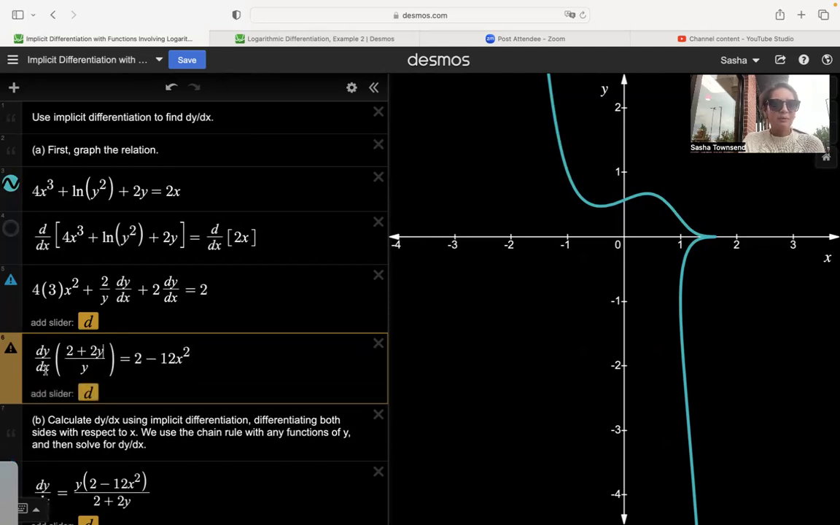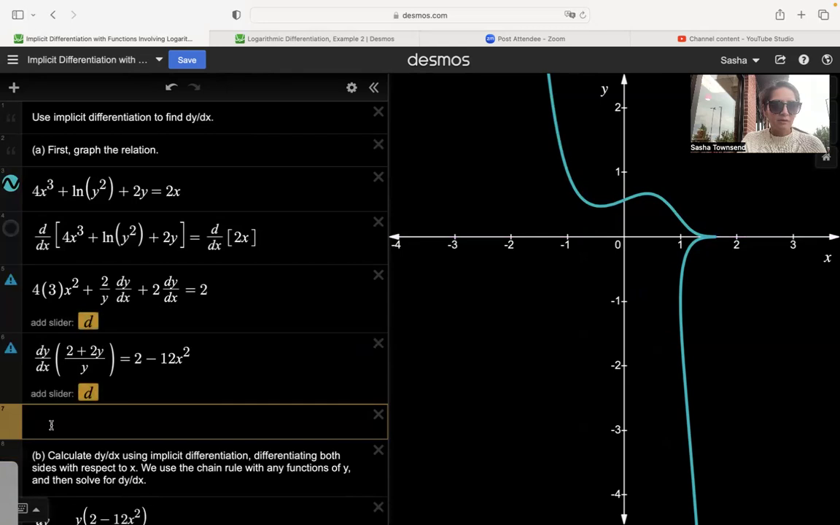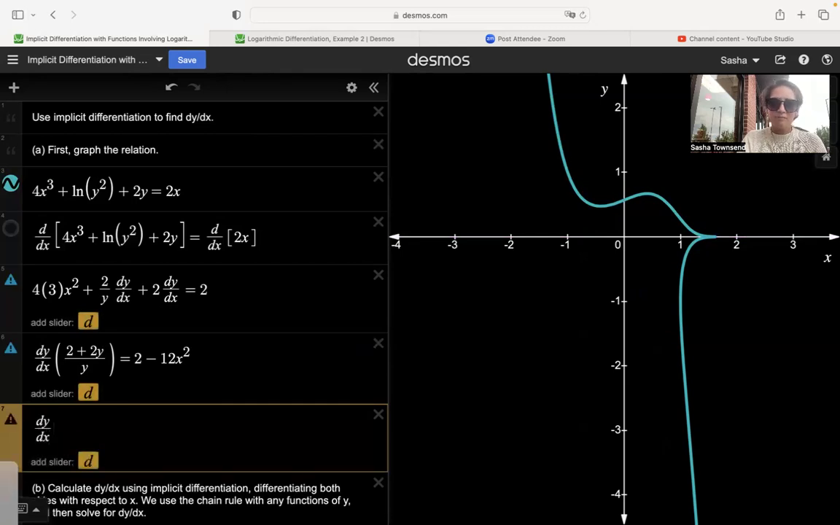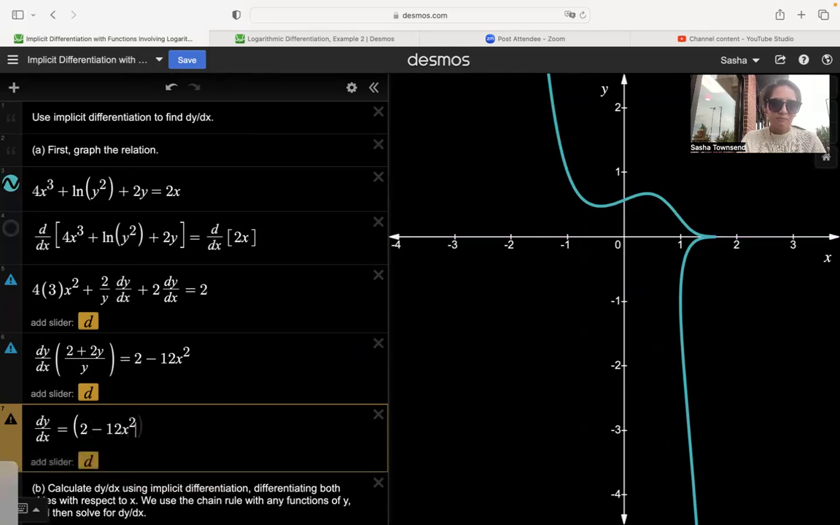And then in order to get dy dx by itself, we'll multiply by the reciprocal. We'll have dy dx equals that 2 minus 12x squared times y. So we're multiplying both sides by y and then divided by that quantity 2 plus 2y.